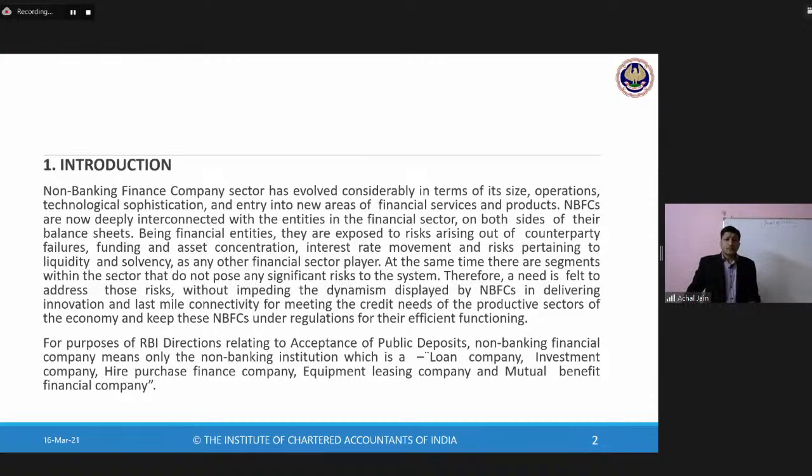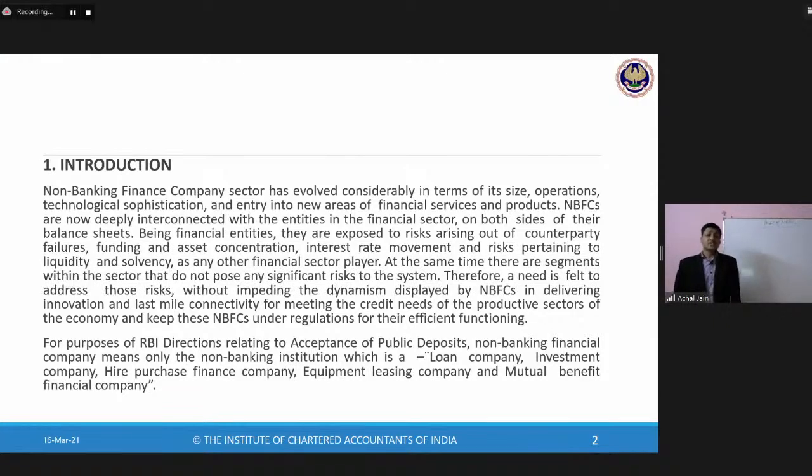When it comes to taking a loan, let's suppose we need a loan today. What do we do? We think of a bank and approach the bank for this loan. But in certain cases, the banks may not provide the loan because of certain requirements placed on the bank. Similar to this, if we require any funding, we can also approach the NBFC.